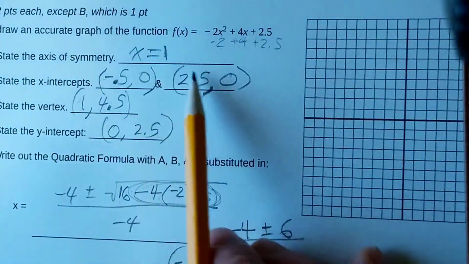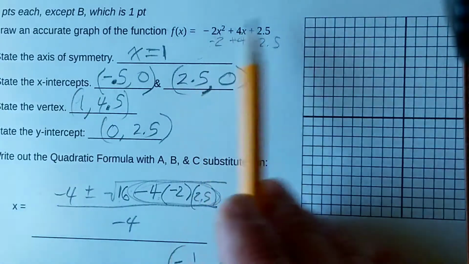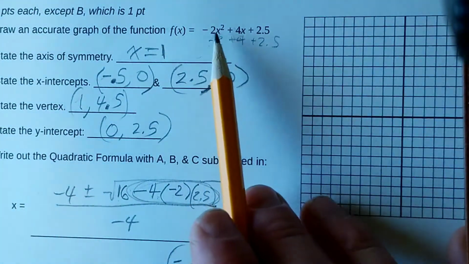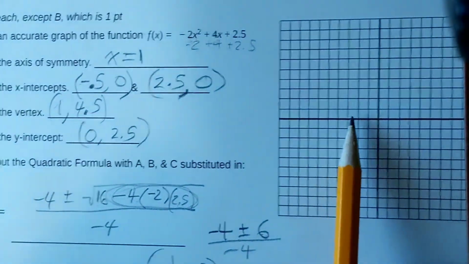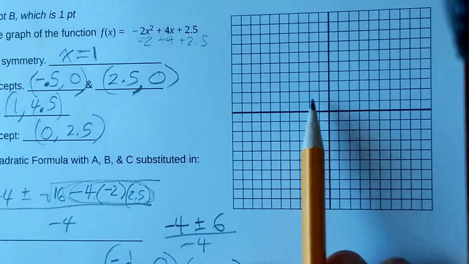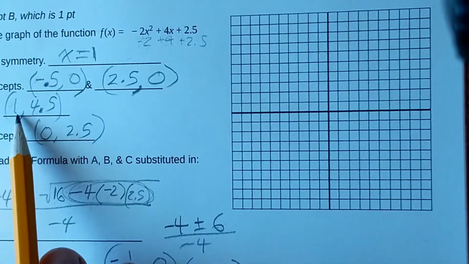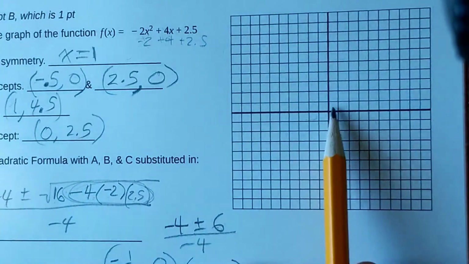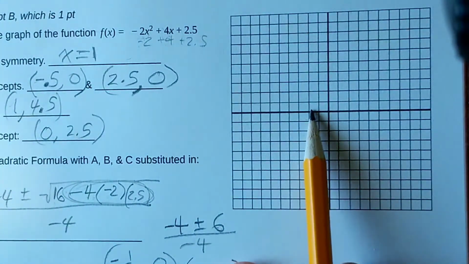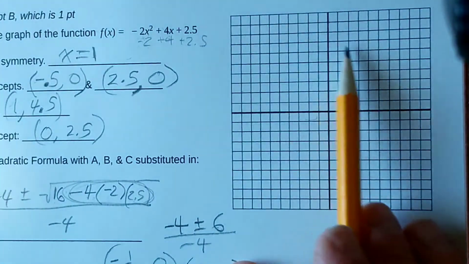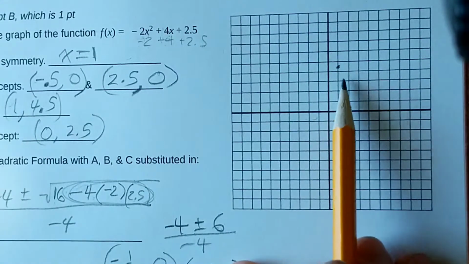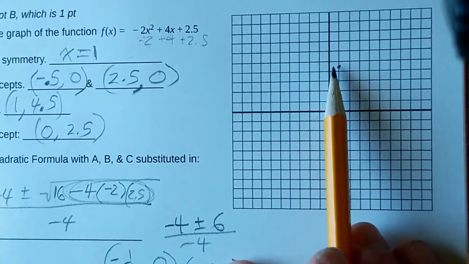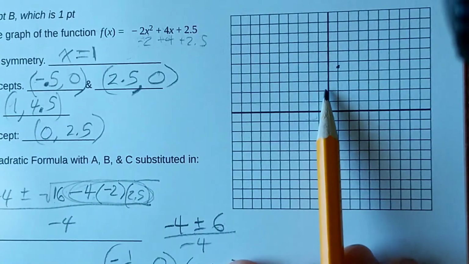Is it upside down? Oh, yeah, -2 for the a value. It's making it grow backwards twice as fast, or grow down twice as fast as a square would like to grow. Starting at the smallest possible one. Well, in this case, the biggest, because it's flipped over. 1, comma, 4.5. And let's do the y-intercept, 2.5.